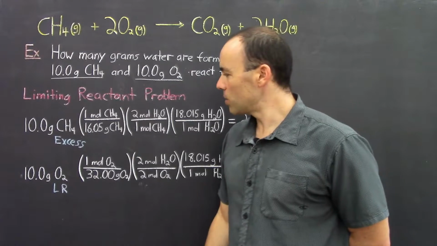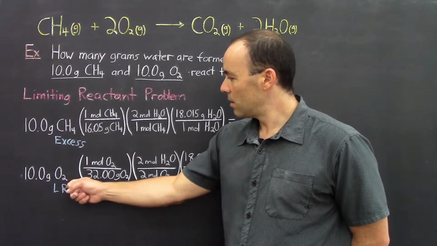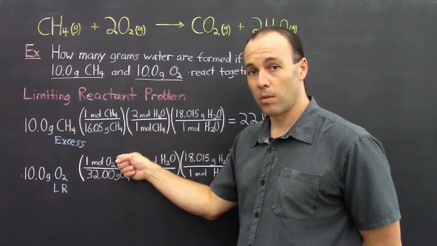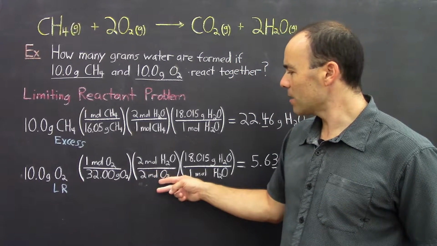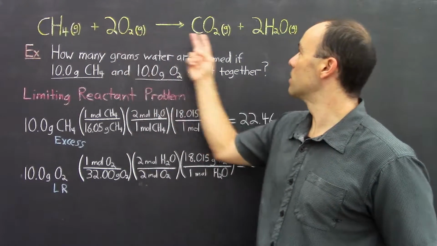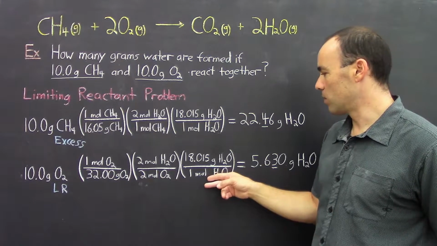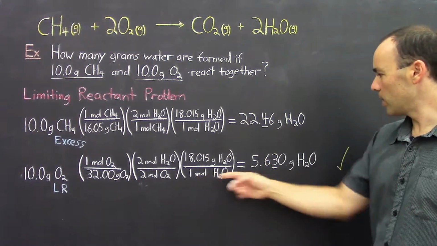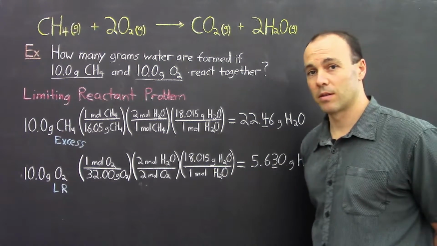Now, if you assume all of the oxygen reacts, then you would convert 10 grams of oxygen to moles of oxygen. 1 mole is 32 grams. And then 2 moles of oxygen gives you 2 moles of water because of the coefficients 2 and 2. And then you would convert moles of water to grams of water. And doing this calculation, you see you would end up with 5.63 grams of water.